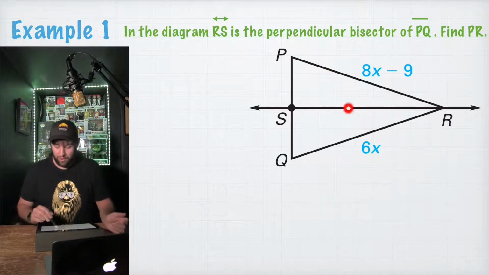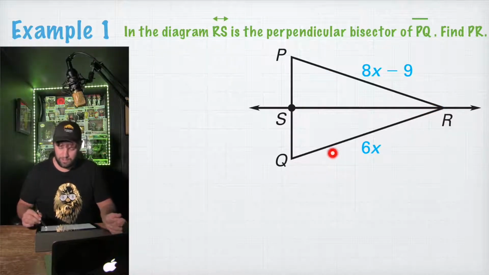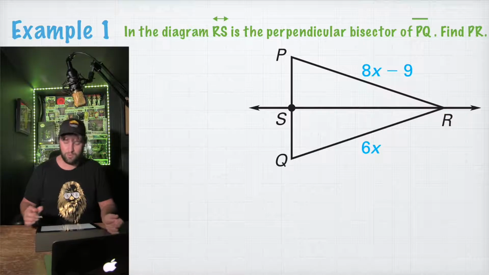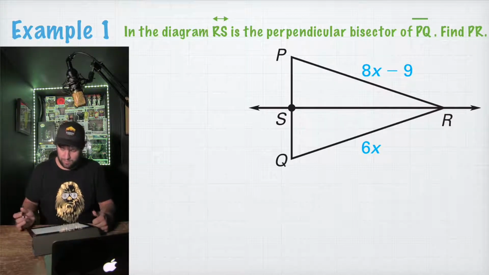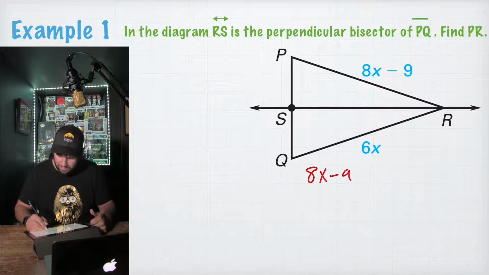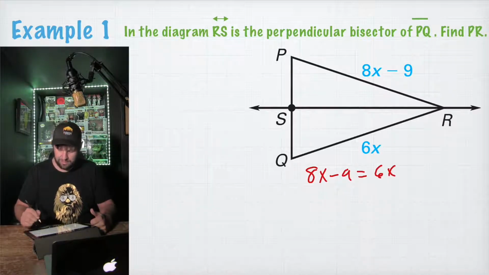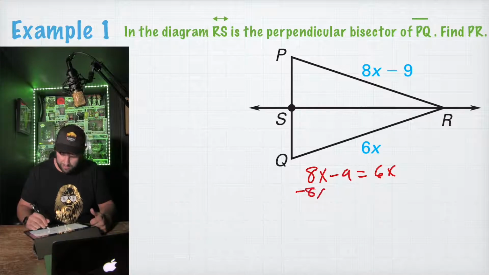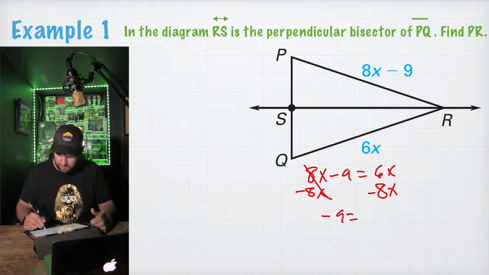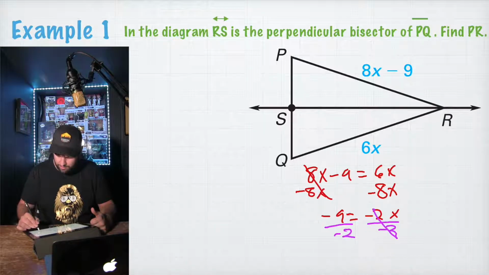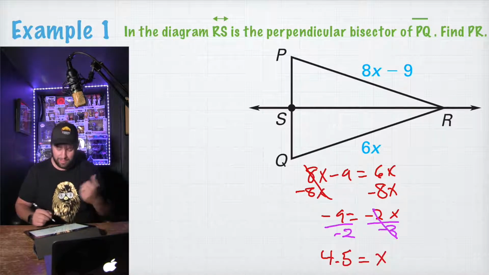Well, since we know that RS is the perpendicular bisector, we know that the distances are equal. So we can set up the equation 8x minus 9 equals 6x. We could subtract 8x from each side. Those 8x's cancel out. We're left with minus 9 equals negative 2x. If we divide by negative 2 on each side, we're left with 4.5 equals x.